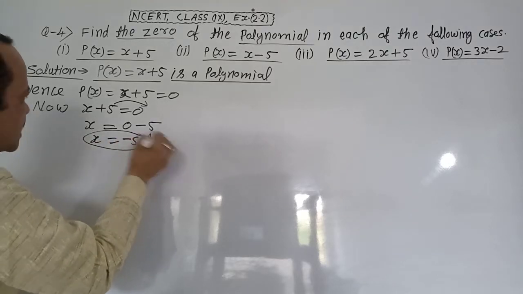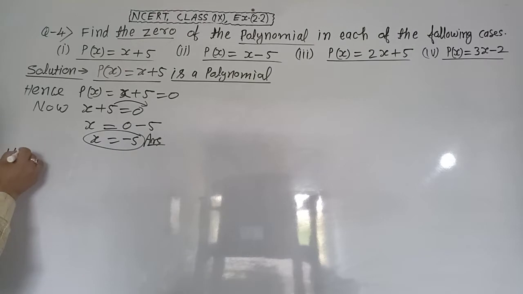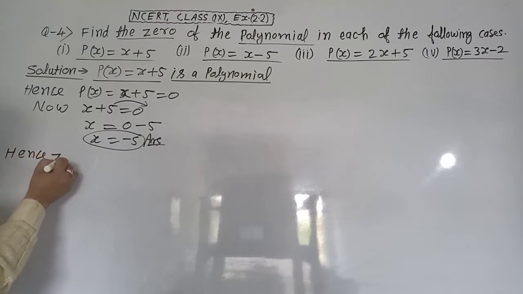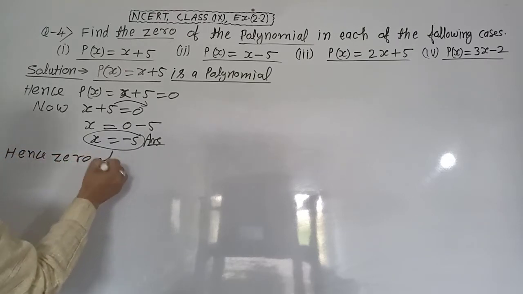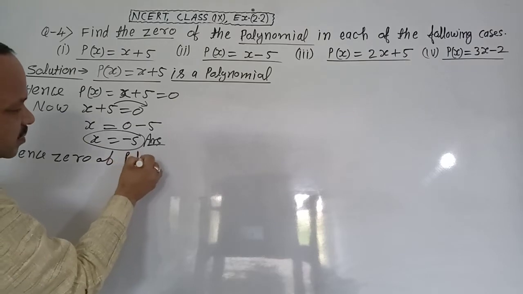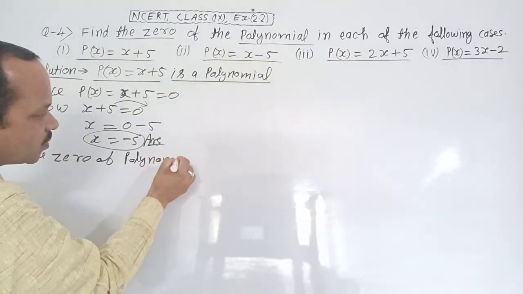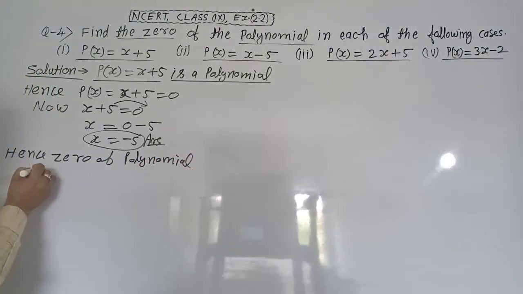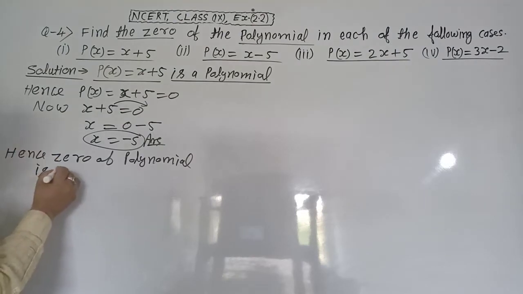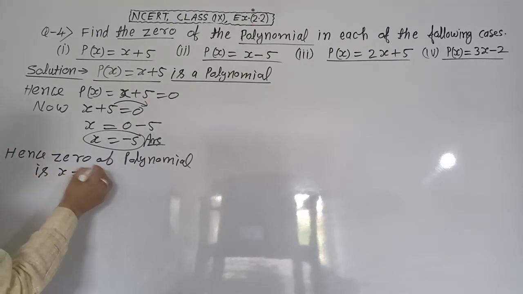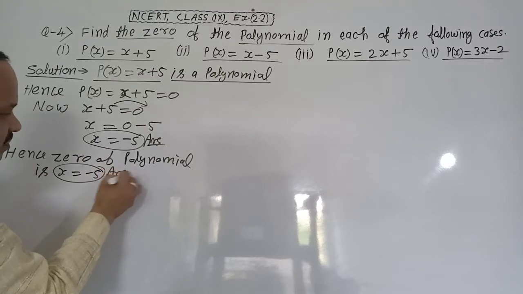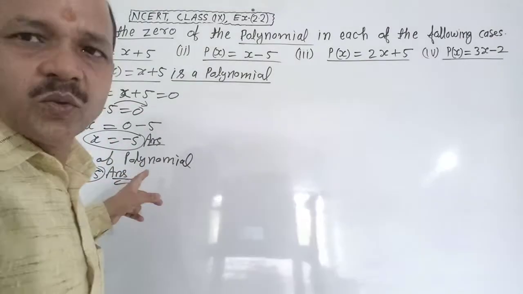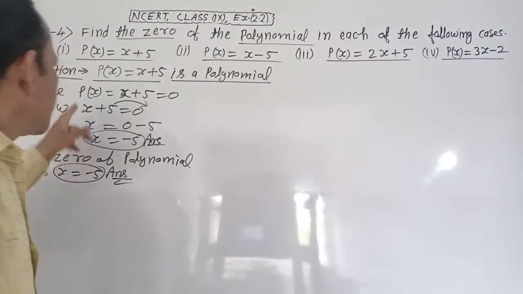Answer. Hence, the zero of the polynomial is x equal to minus 5. Answer. It is clear, no confusion about it.